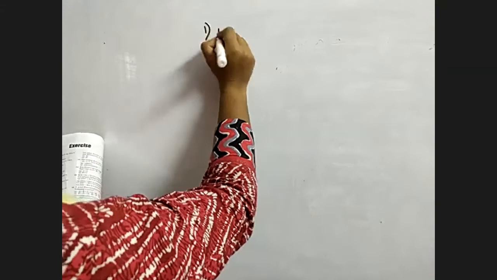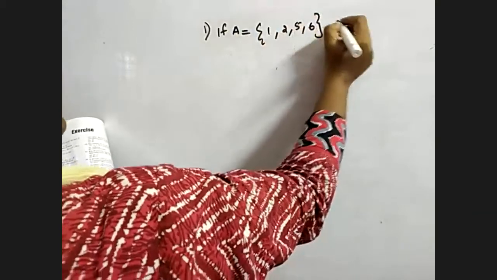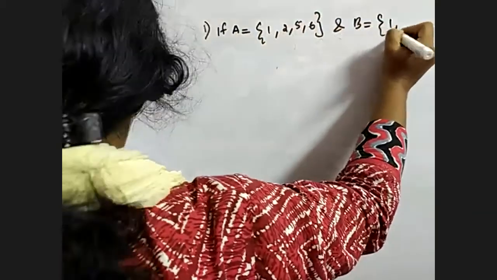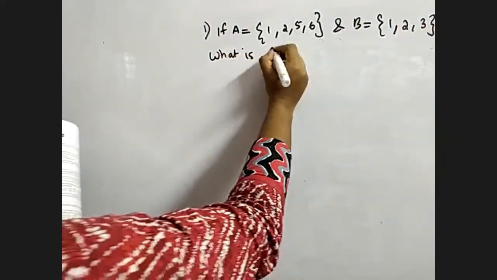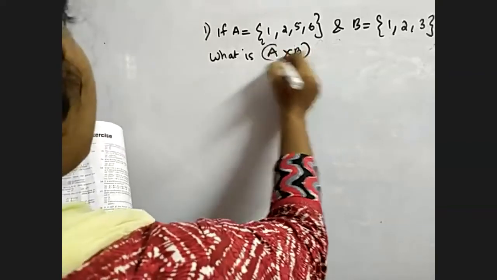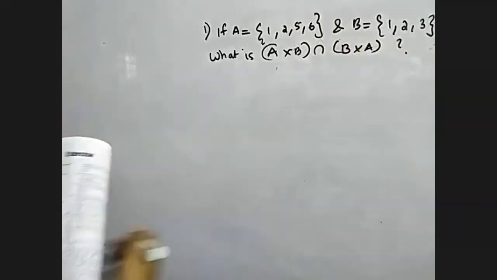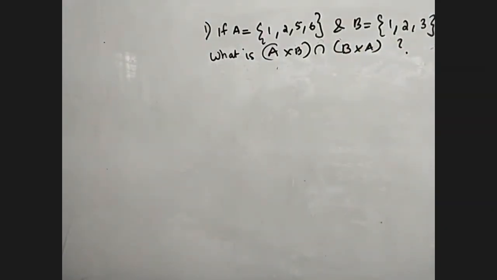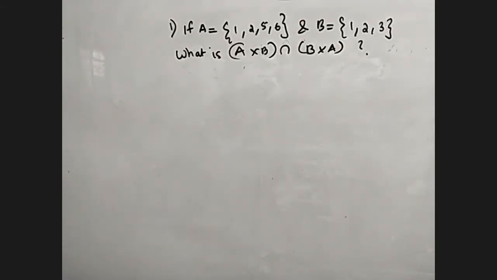If A is equal to 1, comma 2, comma 5, comma 6, and B is equal to 1, comma 2, comma 3, what is A cross B intersection B cross A? Just try how to write this.